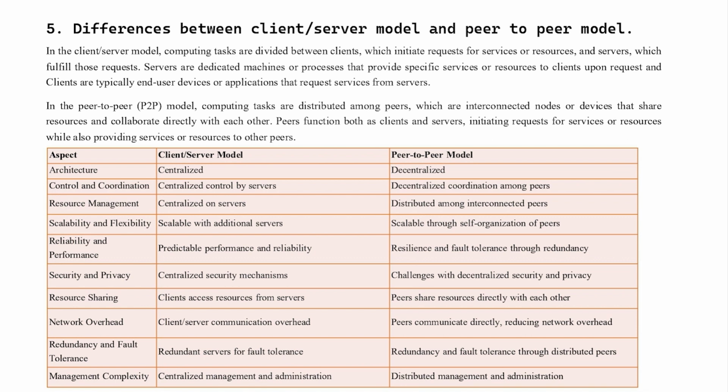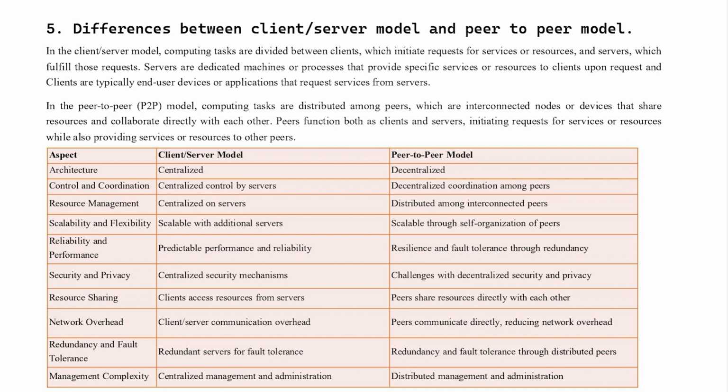5. Differences between client-server model and peer-to-peer model. In the client-server model, computing tasks are divided between clients, which initiate requests for services or resources, and servers, which fulfill those requests. Servers are dedicated machines or processes that provide specific services or resources to clients upon request, and clients are typically end-user devices or applications that request services from servers.